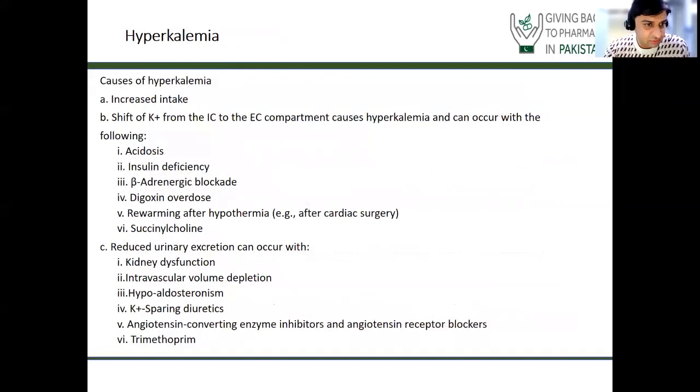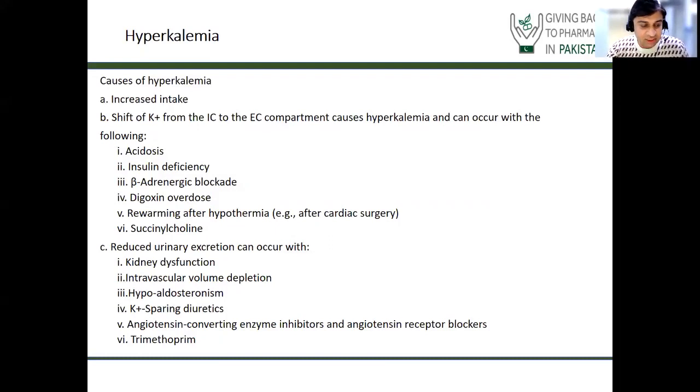Hyperkalemia. So what happens in hyperkalemia? A patient can take in more potassium. There are certain diets that have a very high amount of potassium, like bananas and dates. Then there is a shift of potassium from intracellular to extracellular, as we discussed in the case of hypokalemia, so the reverse happens here. The potassium moves from the intracellular to the extracellular compartment.